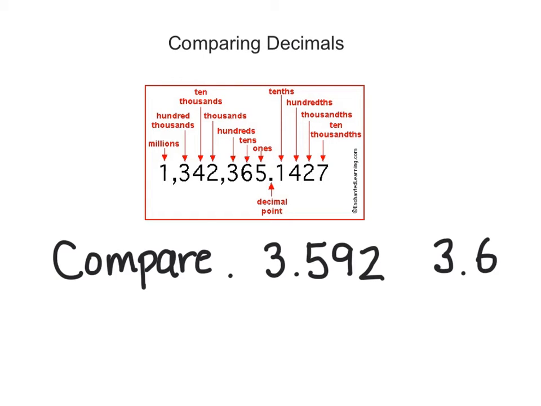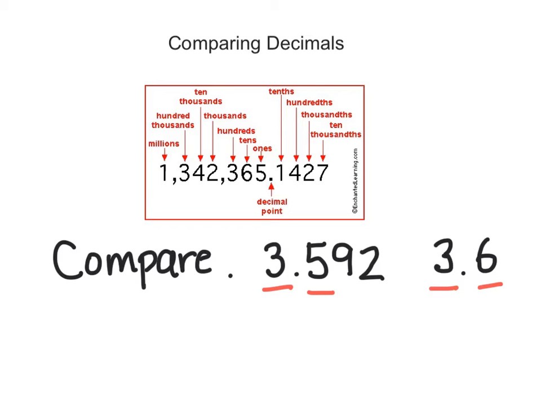All right, here's our next example. We're comparing 3 and 592 thousandths to 3 and 6/10. So again, we'll start at the place value that's the greatest for each number, which is the ones place. So both numbers have a 3 in the ones place. So far they're equal. Now let's go to the next place value, the tenths place. All right, the number on the right has a 6 in the tenths place. The number on the left has a 5. 6 is greater than 5.